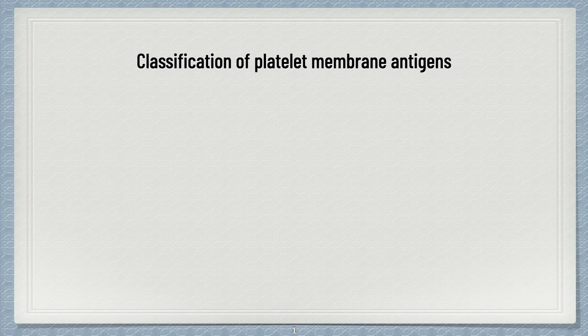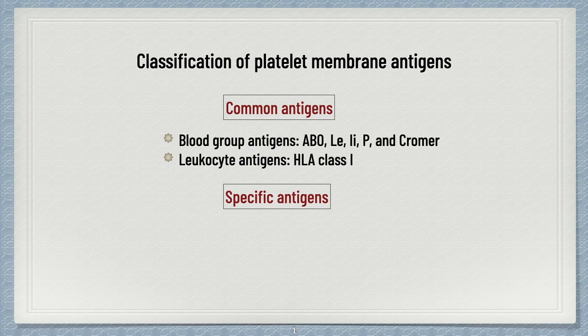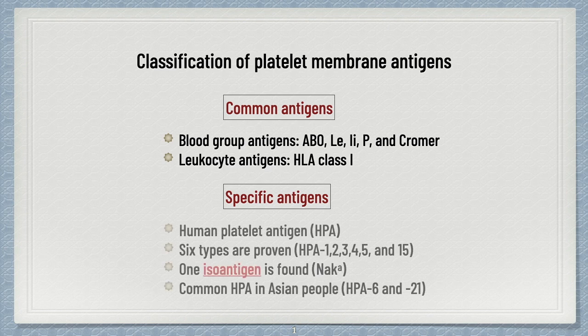Platelet membrane molecules can be classified into two groups based on the level of antigenicity, including common antigens and specific antigens. Common antigens can be found on other cells. These antigens consist of blood group antigens including ABO, Lewis, I, P, and Cromer, and HLA class I, which is human leukocyte antigen. Specific antigens are expressed only on platelets. They are called human platelet antigens or HPA.